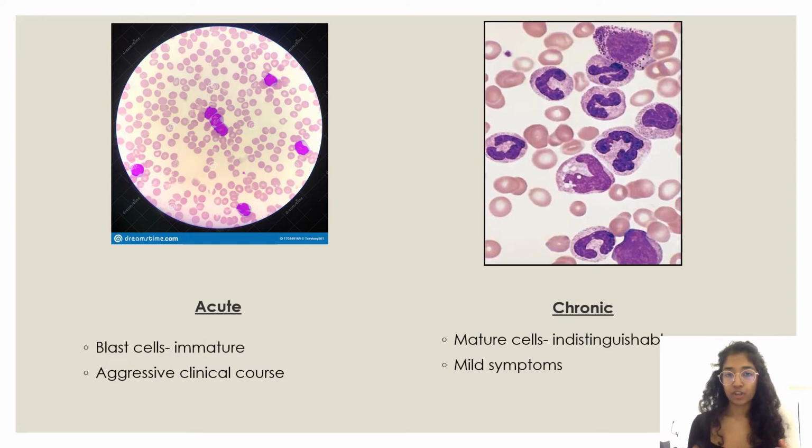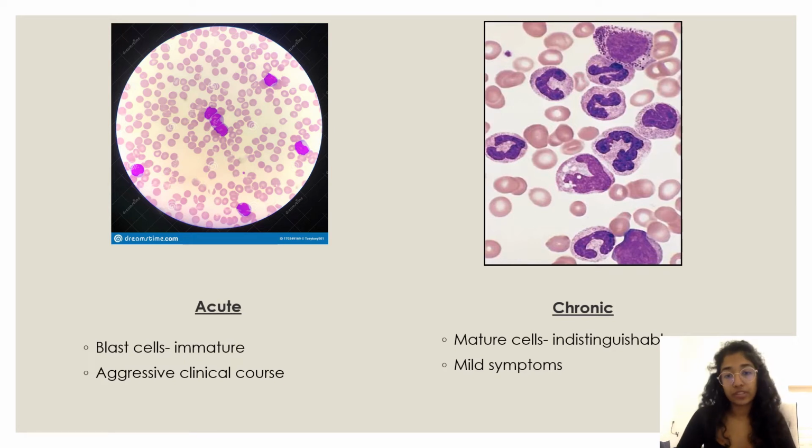Whereas in the case of chronic leukemia, your mature cells are present. So these are pretty much virtually indistinguishable from your physiologically present lymphocytes or myeloblasts. So they will just be in a very increased number, and they will have some variations in their morphological structure, but in general, your nucleocytoplasmic ratio will pretty much be fulfilled.